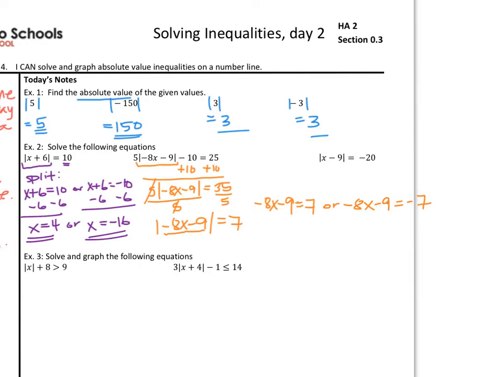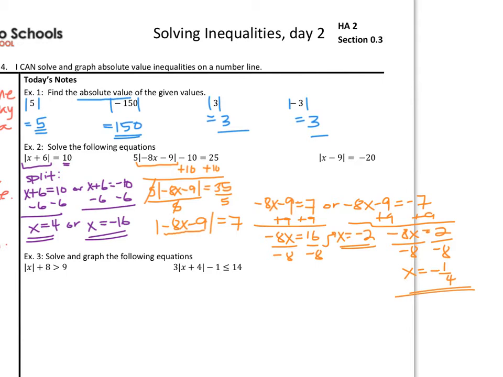This will be good practice for you. Pause the video and solve each of them. Once you have your 2 values for x, press play and we'll see if we get a matching set of answers. Looks like I really ran out of space. I had to go off the page. Sorry about that. Hopefully you got that work to fit. We get 2 solutions for x that would make that absolute value a valid equation. When x is equal to negative 2 and when x is equal to negative 1/4.